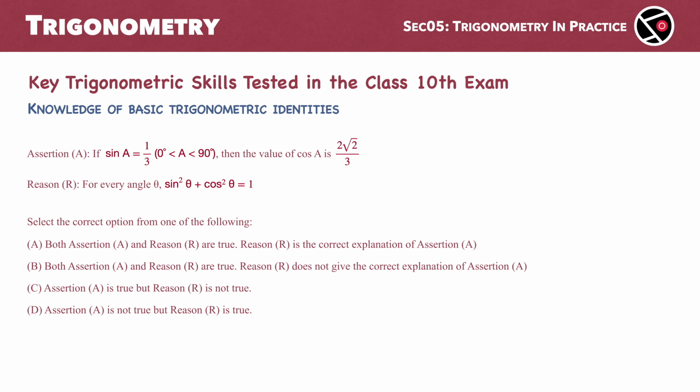Alright, first things first. The reason is definitely true. sin²A plus cos²A equals 1. This is a fundamental trigonometric identity.